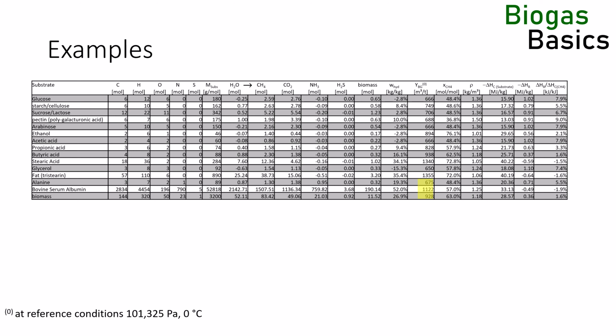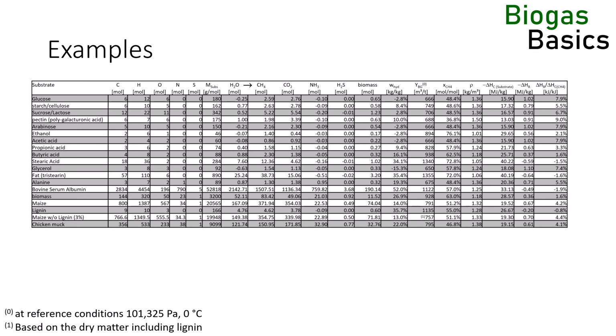For the next group of substrates, I looked up the elemental composition of maize, lignin, and chicken muck and computed the substrate properties purely based on the stoichiometry. Maize contains 3% lignin in the dry matter. Lignin cannot be converted into biogas. We have to subtract the lignin content from the maize to compute the biogas properties of the digestible part of the maize. The computed values match literature values quite well.